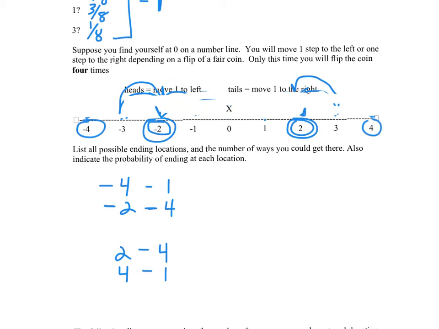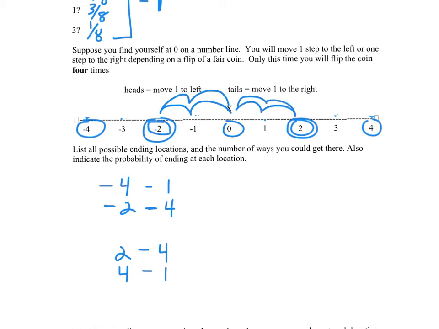Are there any other possibilities for where we could land on the number line when we flip 4 times? And the answer is yes. Let's see. If I start at 0, I could get a heads, heads, tails, tails, thus ending up back at 0. And of course, a tails, tails, heads, heads would produce the same result. There's 2. I could do a heads, tails, tails, heads. So third way, I could do a heads, tails, heads, tails. There's a 4th way.